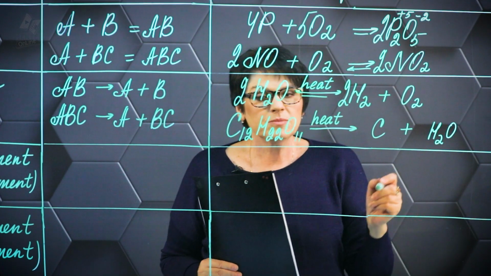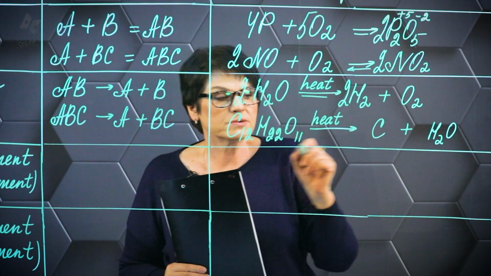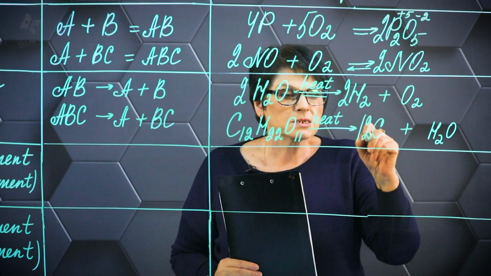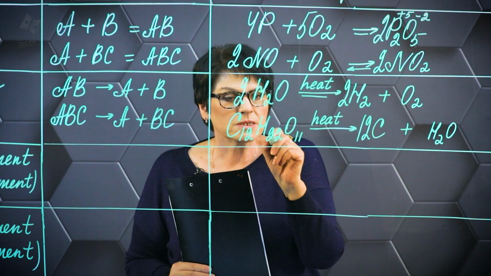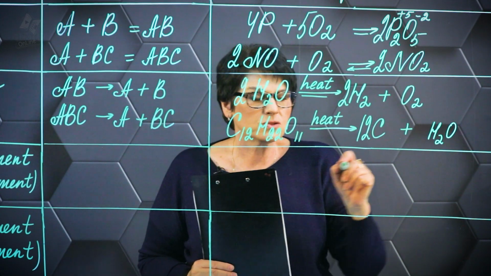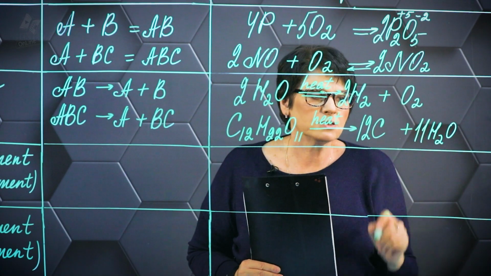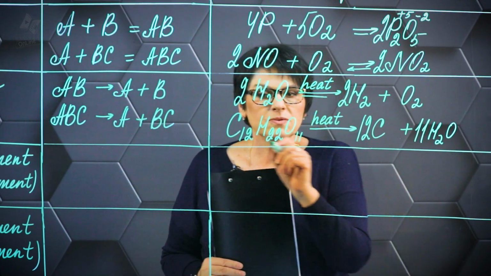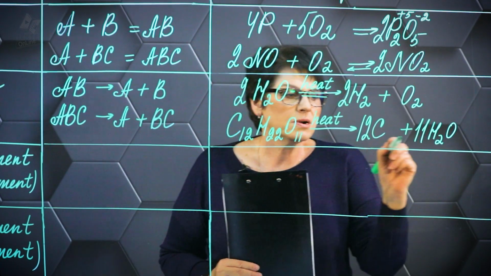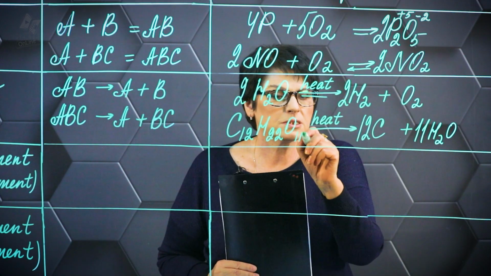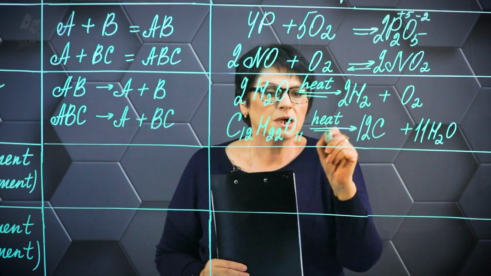Let's equate. Carbon on the left side is 12, here it is 1. So let's put 12 to carbon. But hydrogen, pay attention, hydrogen is 22 and oxygen is 11. Says that we should put 11 here. Let's check. 12 carbon on the right, 22 hydrogen, and here 22, oxygen 11, and here 11.